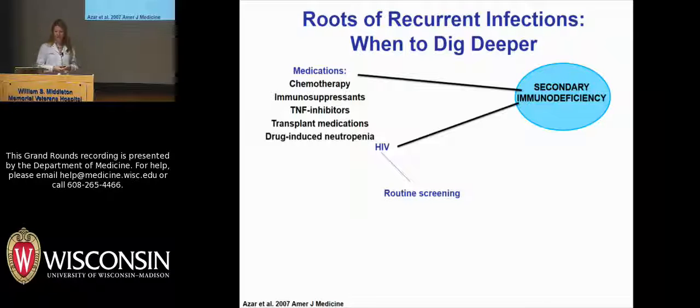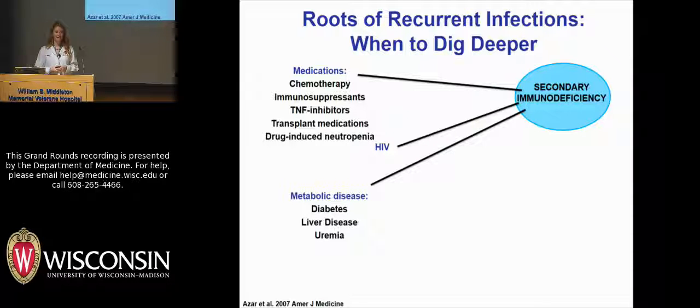And of course, HIV screening, as I mentioned earlier, it's important to do the routine screening for HIV, and of course, additional screening for risk factors, and if they have an infection that you would consider HIV, recurrent thrush or pneumocystis are just some examples.